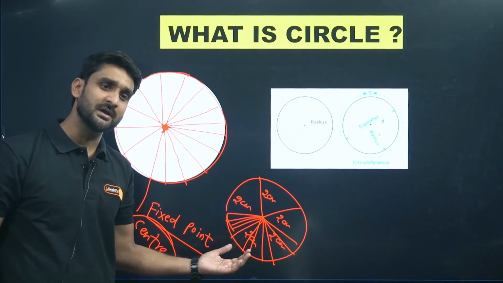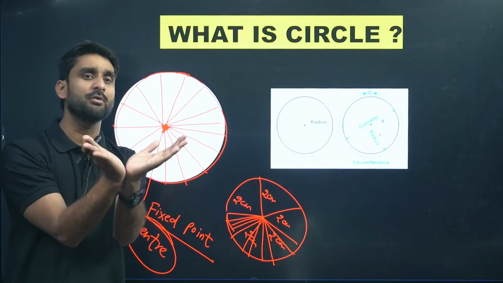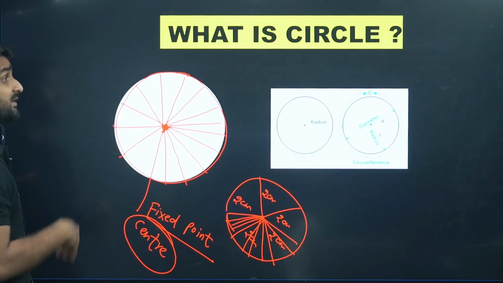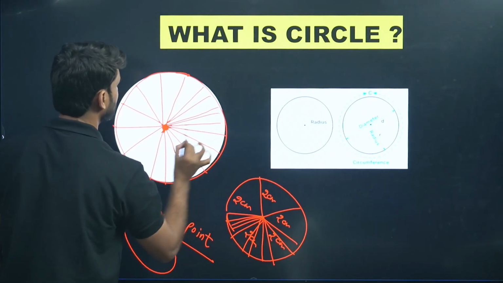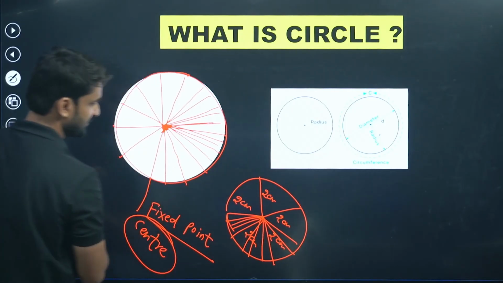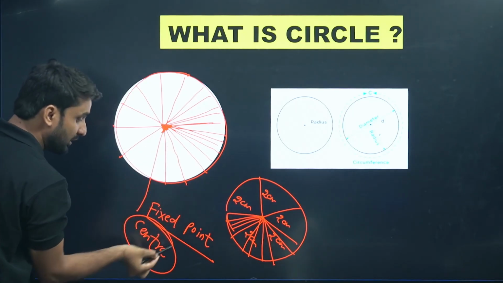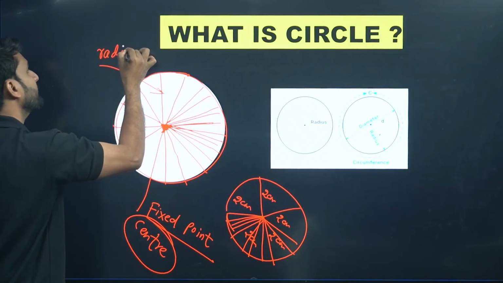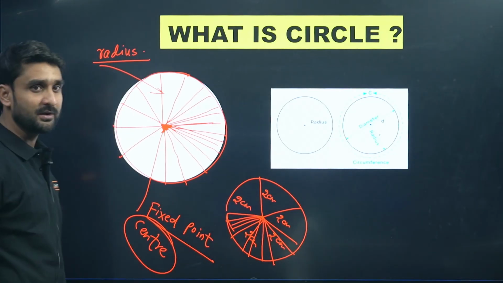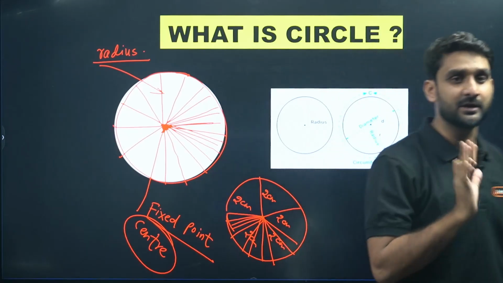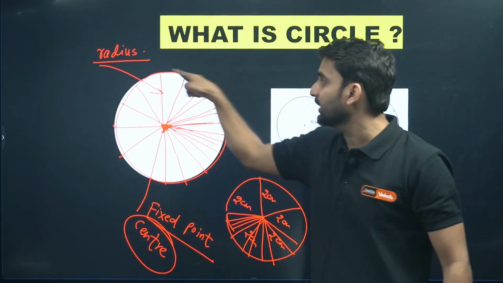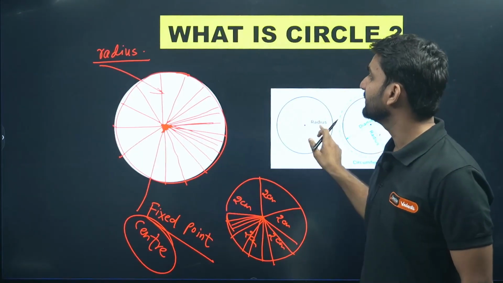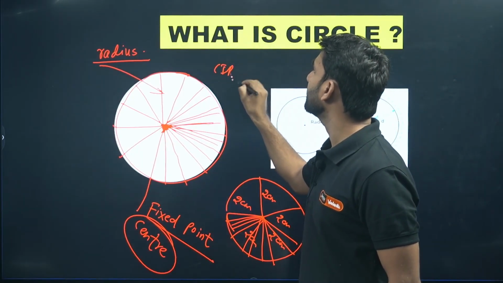So the definition of circle is the complete bounded structure whose distances from a fixed point are equal in every direction. And how many lines are there? There will be so many lines, we cannot even count them. So this fixed point is later called the center, and this fixed distance is called the radius. And the bounded figure that we are getting here is nothing but a circle. This is called a circle.